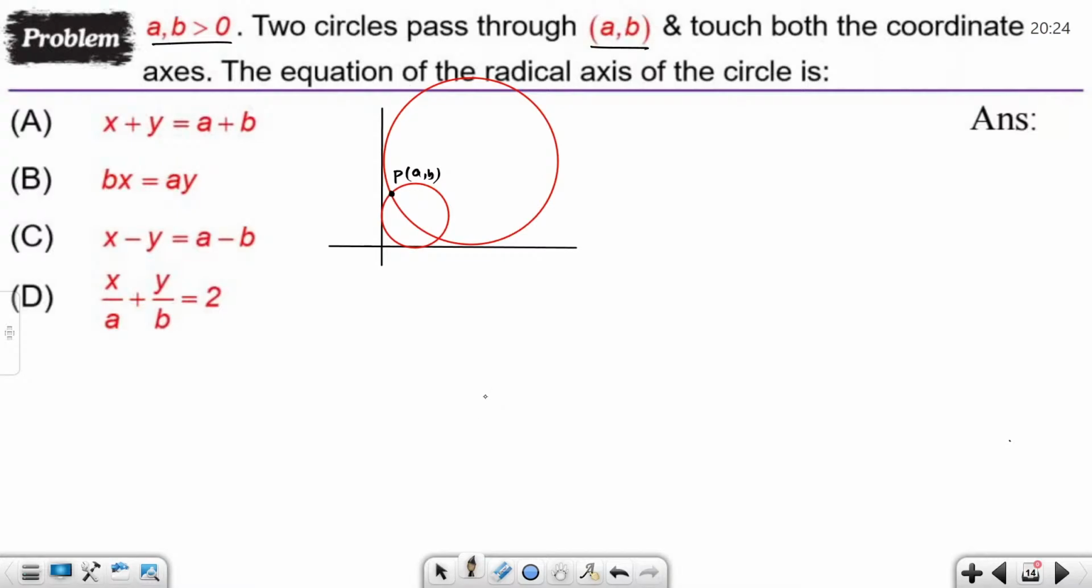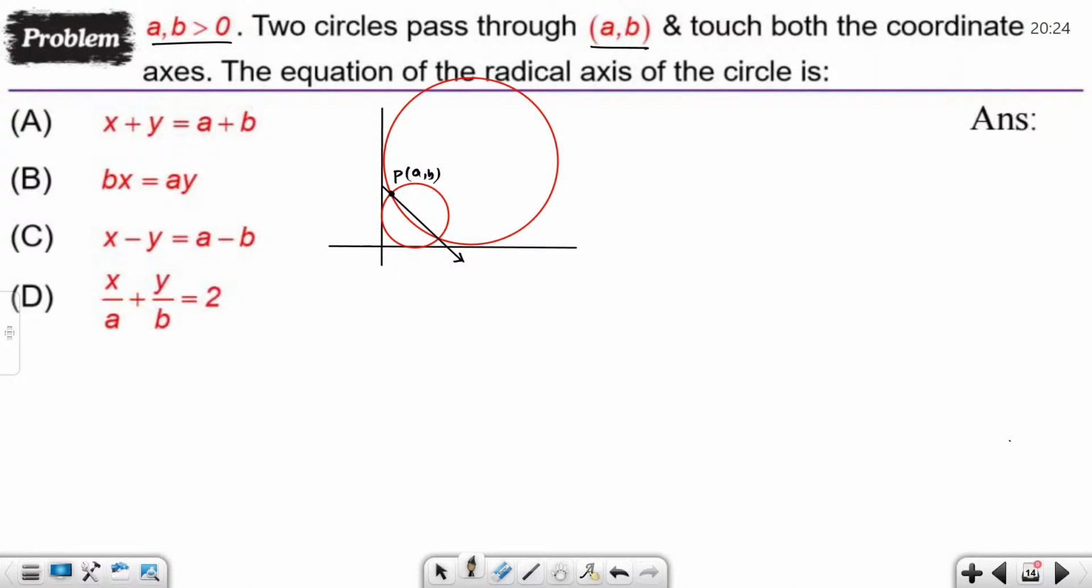So now we have to find the equation of its radical axis. So how to do this sum? We have to find the equation of this radical axis. In this case, it will be the common chord, this line. So this is basically the common chord. At the same time, it is the radical axis for these two given circles. Now, you have to find the equation of this axis. How to do this sum?